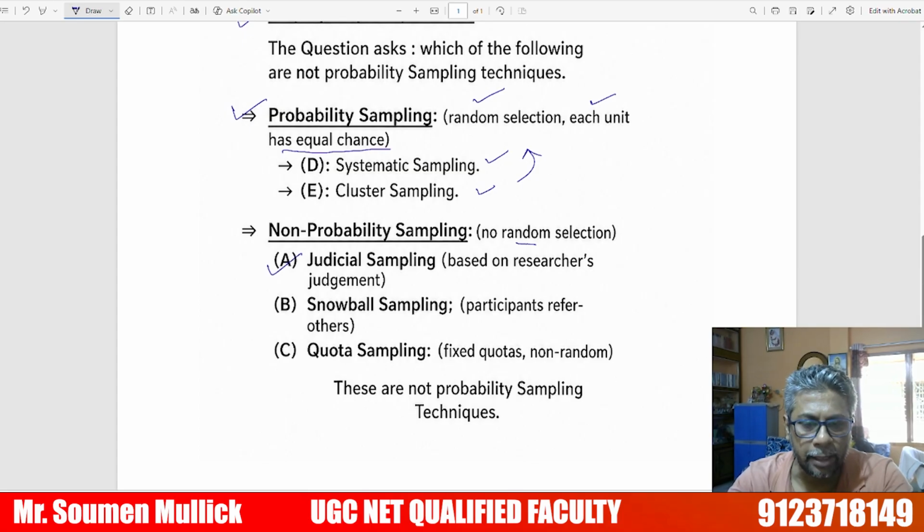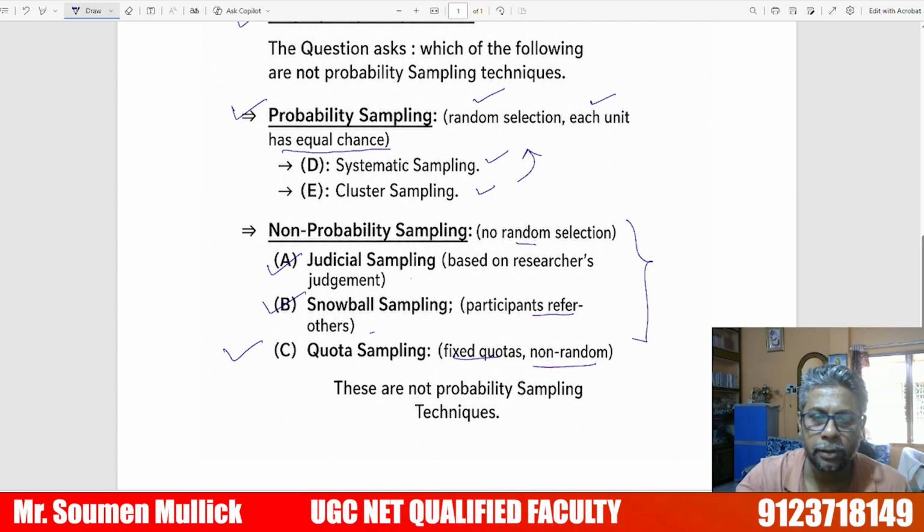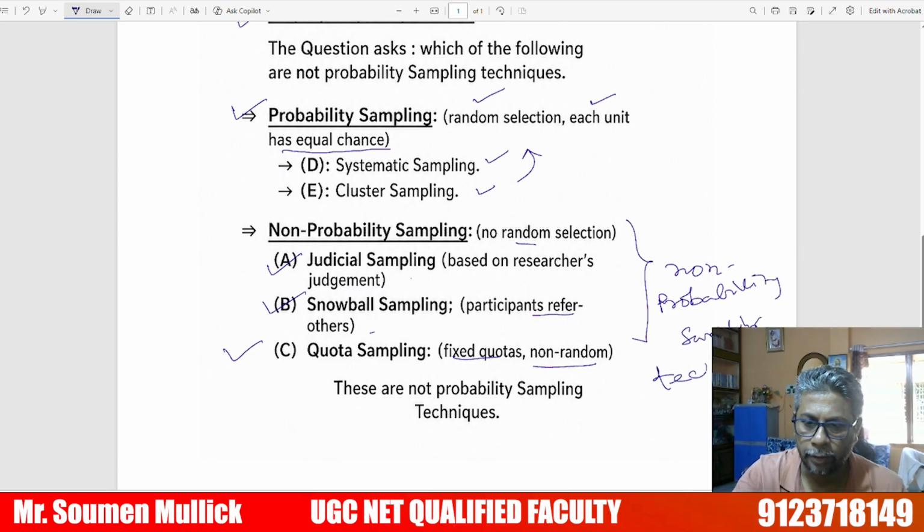Judgmental sampling is based on research or judgment. Snowball sampling, where participants refer others. Quota sampling, a fixed quota, non-random. These are not probability sampling, they are non-probability sampling techniques.